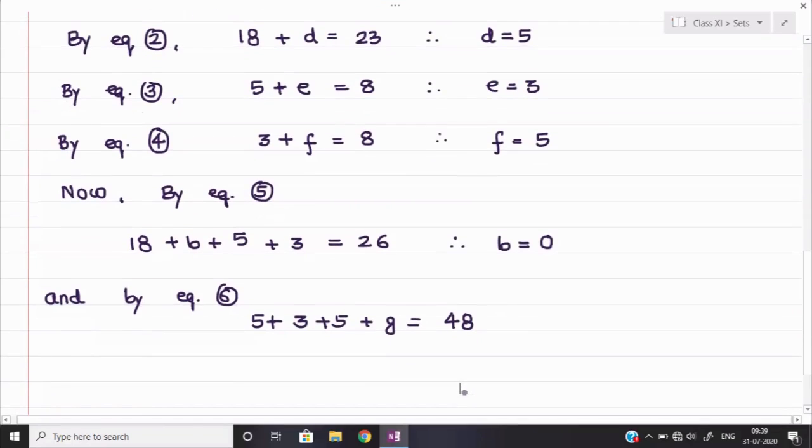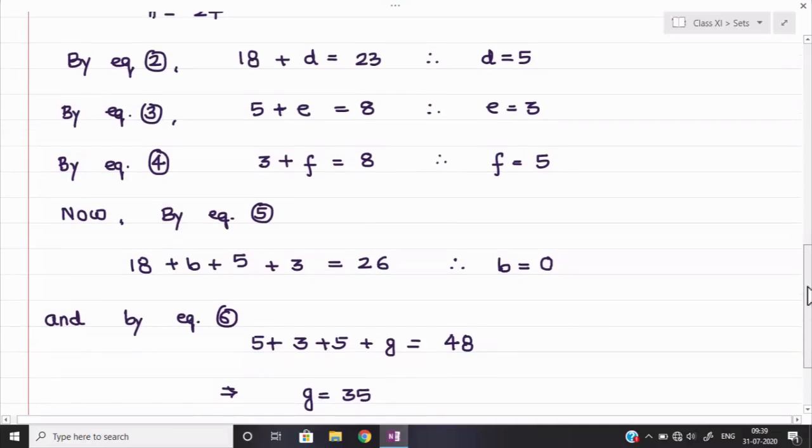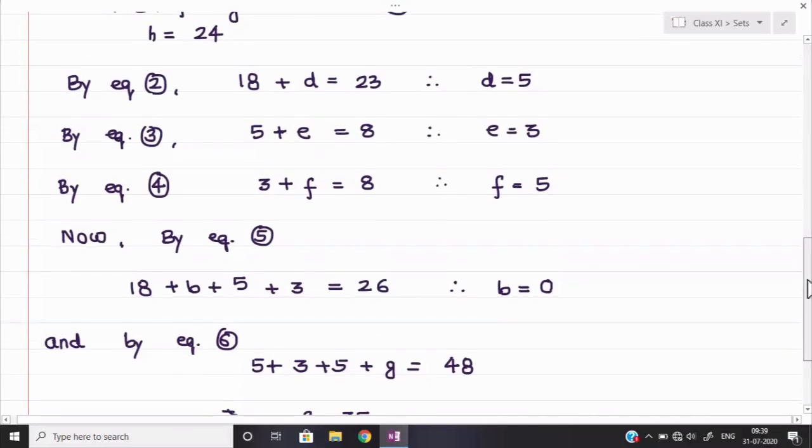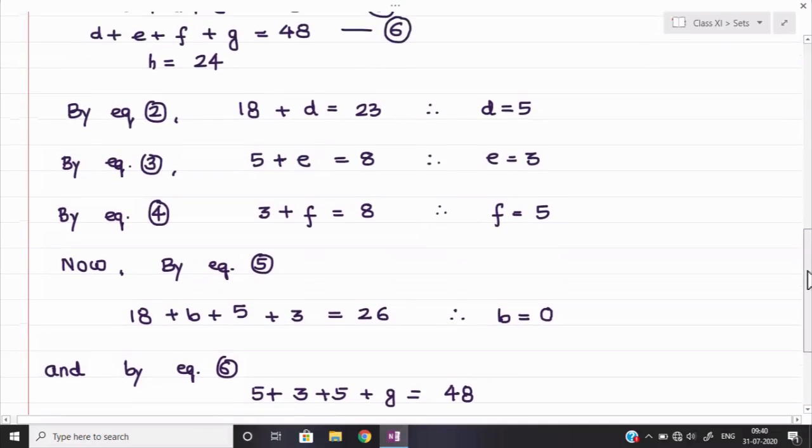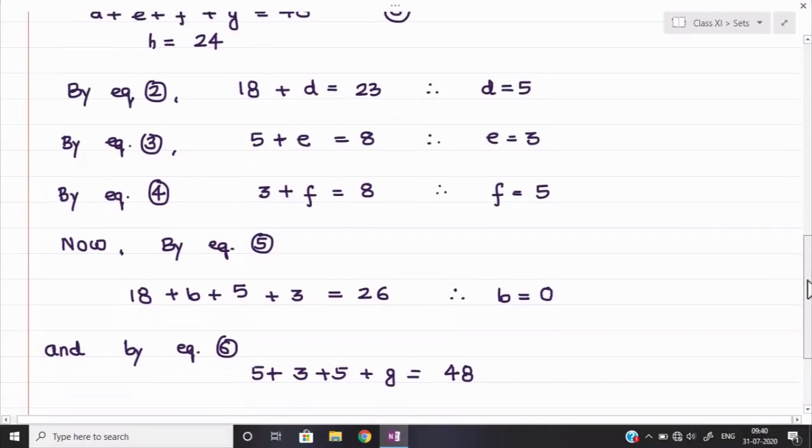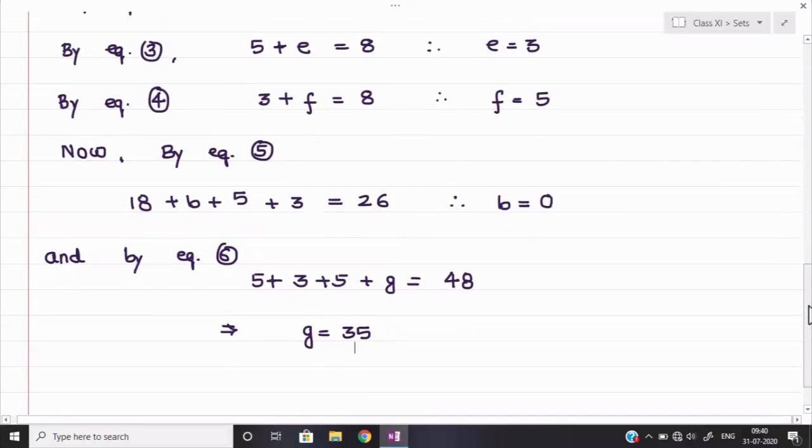Now let us simplify. 5 plus 5 is 10, 10 plus 3 is 13. So 13 will go to the other side, so it will be subtracted from 48. So the value of G according to me is coming 35. Right? Okay, so 5 plus 3 plus 5, the values of D, E and F I kept over here and solved it. So the value of G is equal to 35. Now one letter remains here, that is C. We found 7 values, okay, but now one is remaining, that is C.